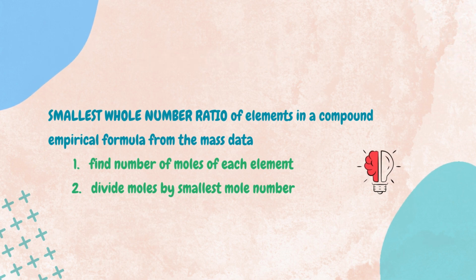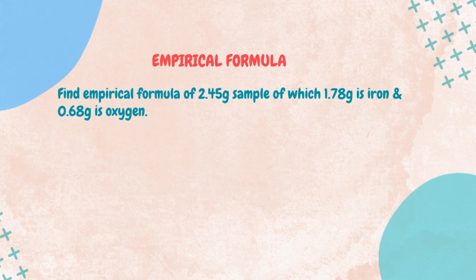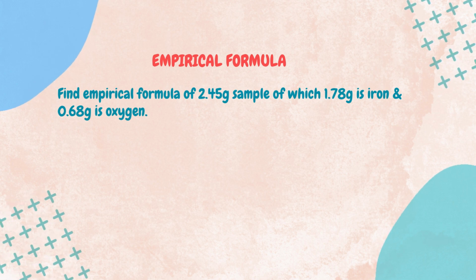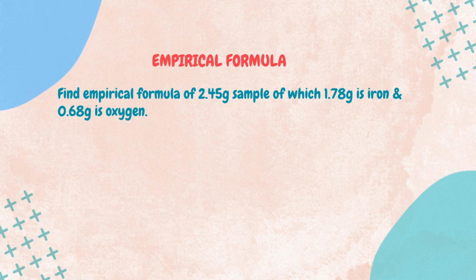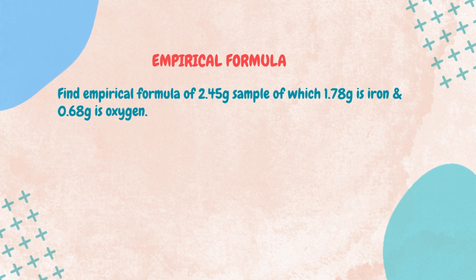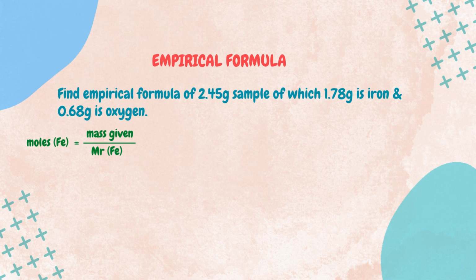Let's see some examples. Find the empirical formula of a 2.45 gram sample of which 1.78 grams is iron and 0.68 grams is oxygen. First, we calculate the number of moles of iron and oxygen from the mass data given. The number of moles of iron is equal to the mass given over the molar mass of iron. The mass given is 1.78 grams and the molar mass of iron is 56 grams per mole. 1.78 over 56 is equal to 0.03 moles.